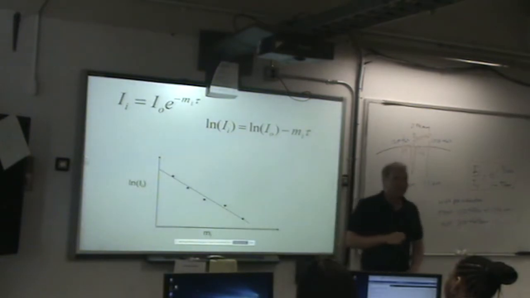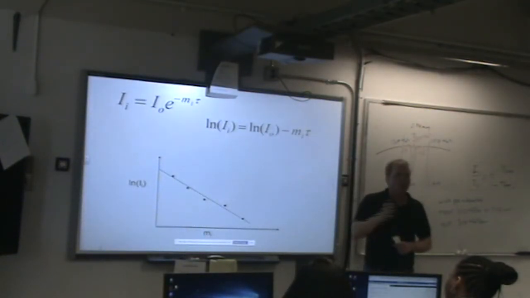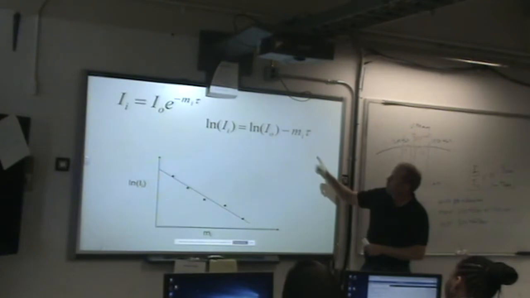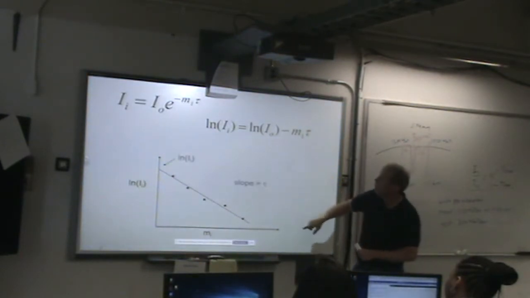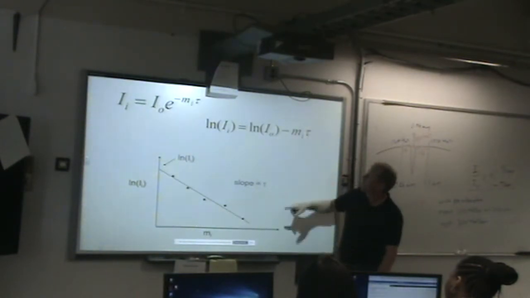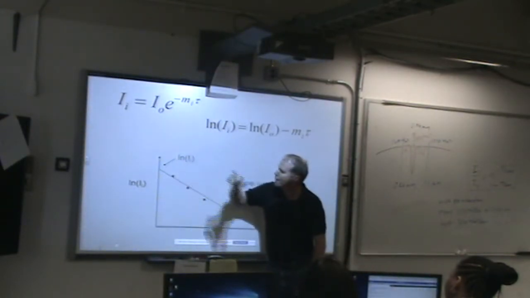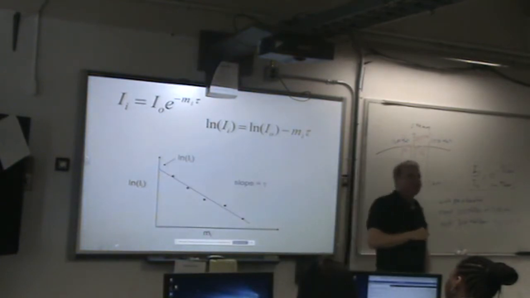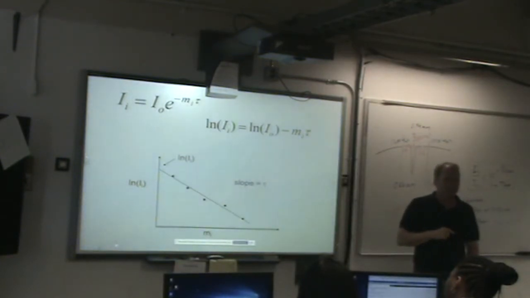But you said, what if we don't have the intensity? We still don't have the intensity of the sun. We have the intensity at the surface. But can we get the intensity of the sun? Yes, we can, because the slope is going to give you the optical depth. The intercept is the log of the intensity of the sun.